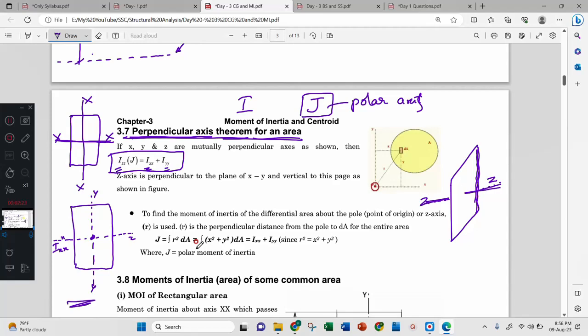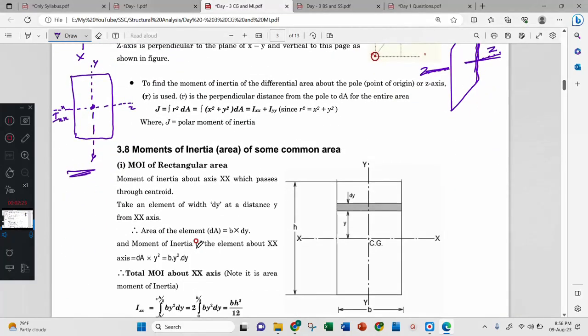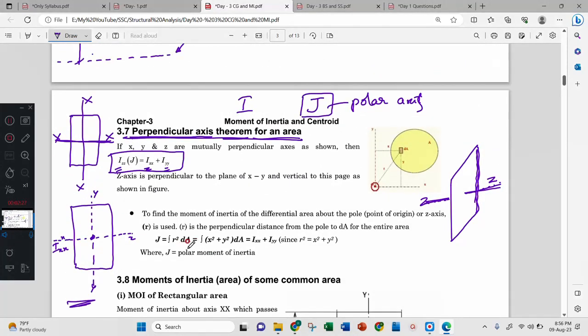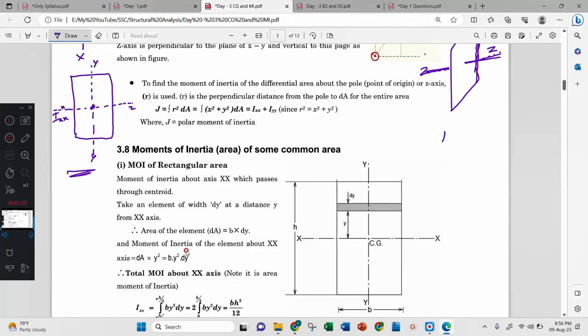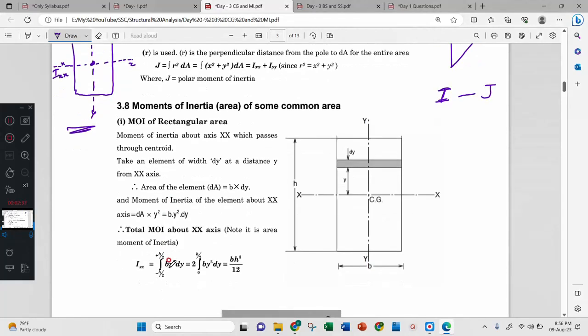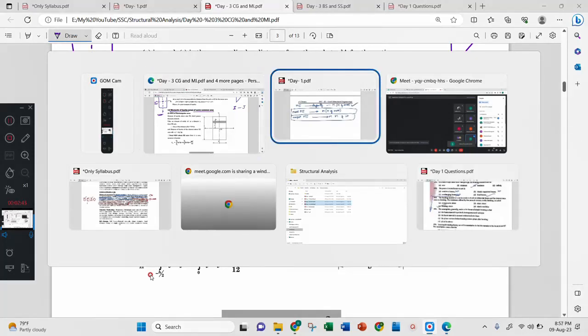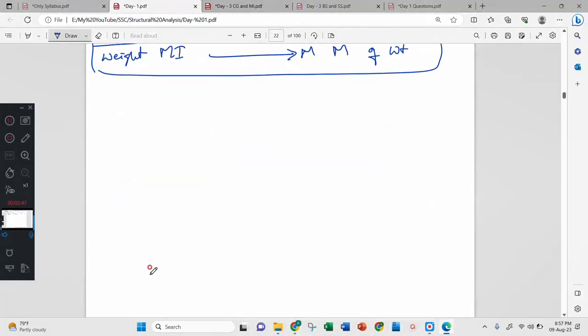Okay, now why do they want to call it J? It is just a funny thing, I is already used, therefore the next alphabet J they are going to use for polar moment. That's it. Okay. Now we will study moment of inertia for some common areas. Before studying moment of inertia for common areas, we will study center of gravity for regular sections. Okay, now look at it.